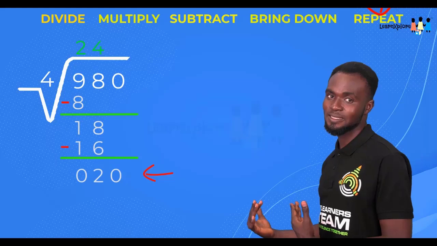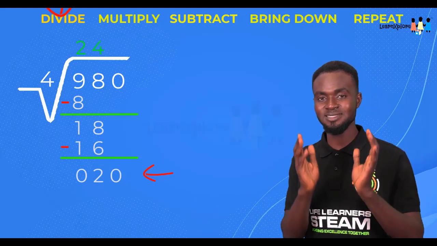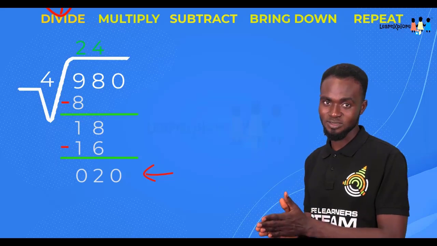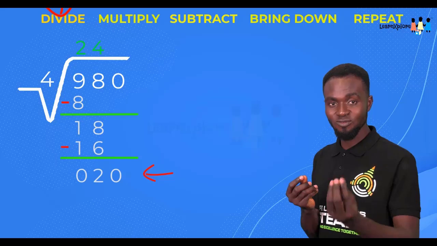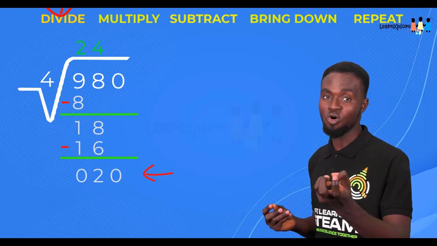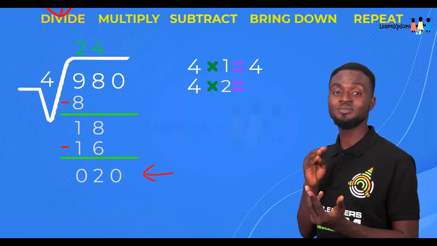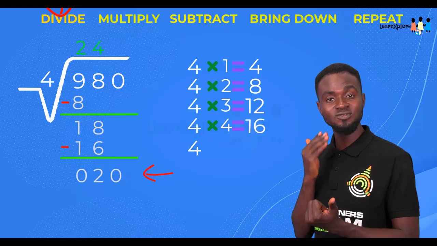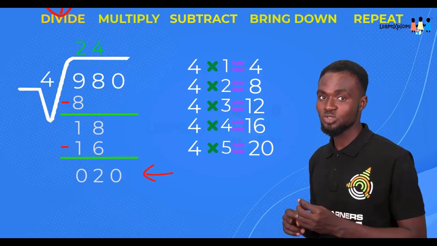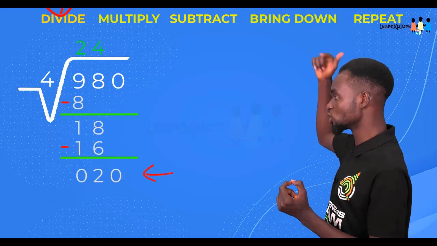4 into 20. How many groups of 4 do we have in 20? So you can count 20 and separate it into 4 groups. You realize that it has given you 5. Or you ask yourself, what number multiplied by 4 will give us 20? 4 times 1, 4. 4 times 2, 8. 4 times 3, 12. 4 times 4, 16. 4 times 5, 20. So we've gotten 5. What are we going to do? You put the 5 on top of 0.